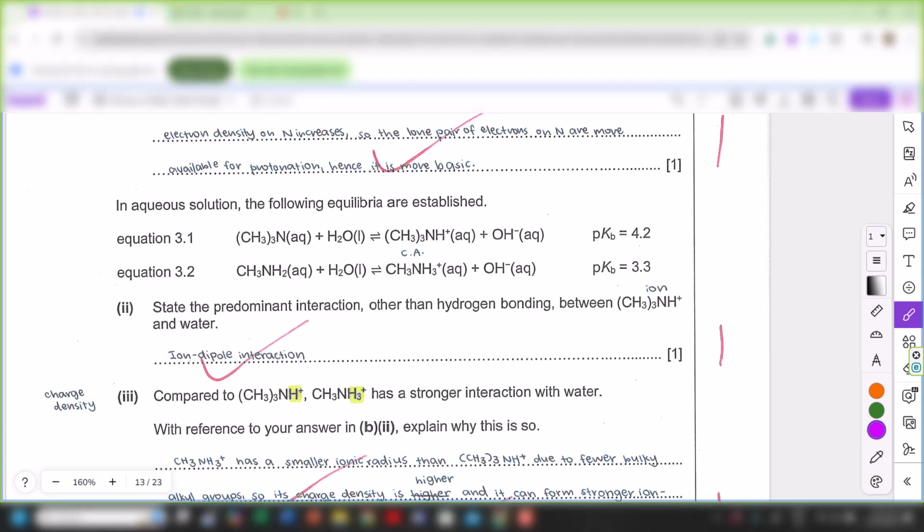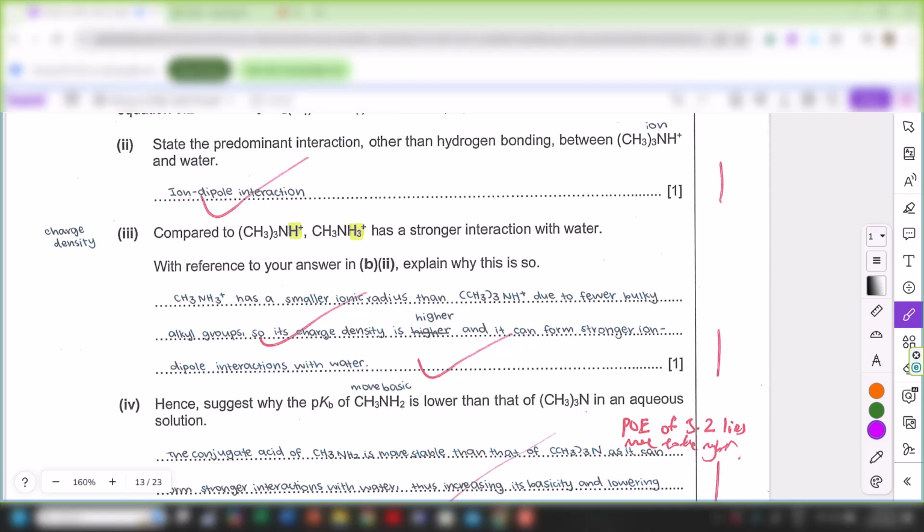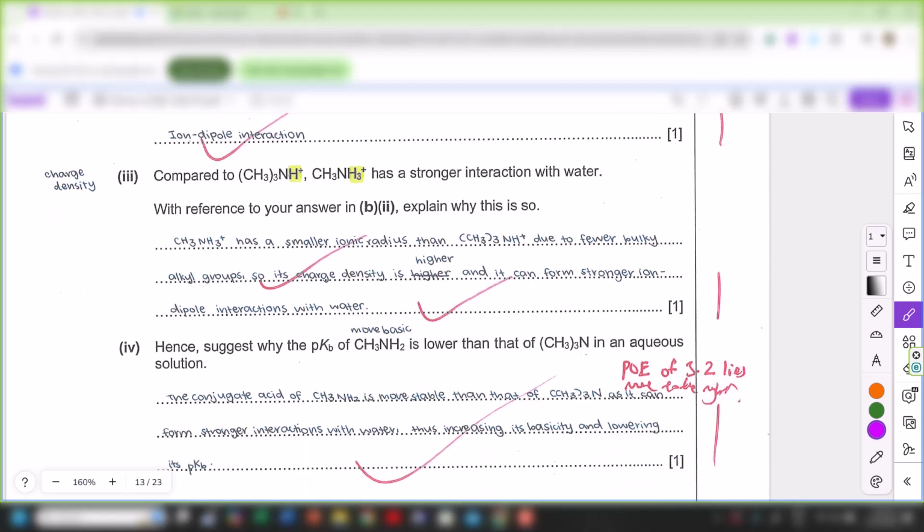Then the stronger the interaction, the better, right? Because it releases more energy. So the larger the charge density, the stronger the attraction. So that is the highlight of part 3. You decide which one has a larger charge density. Both of them have the same charge, so it depends on the cationic radius. Of course the one that's more bulky will have the larger cationic radius, therefore the lowest charge density. So I'm expecting the conjugate acid of methylamine to form the strongest ion dipole interaction with water. So that is what you need to look out for in part 3.